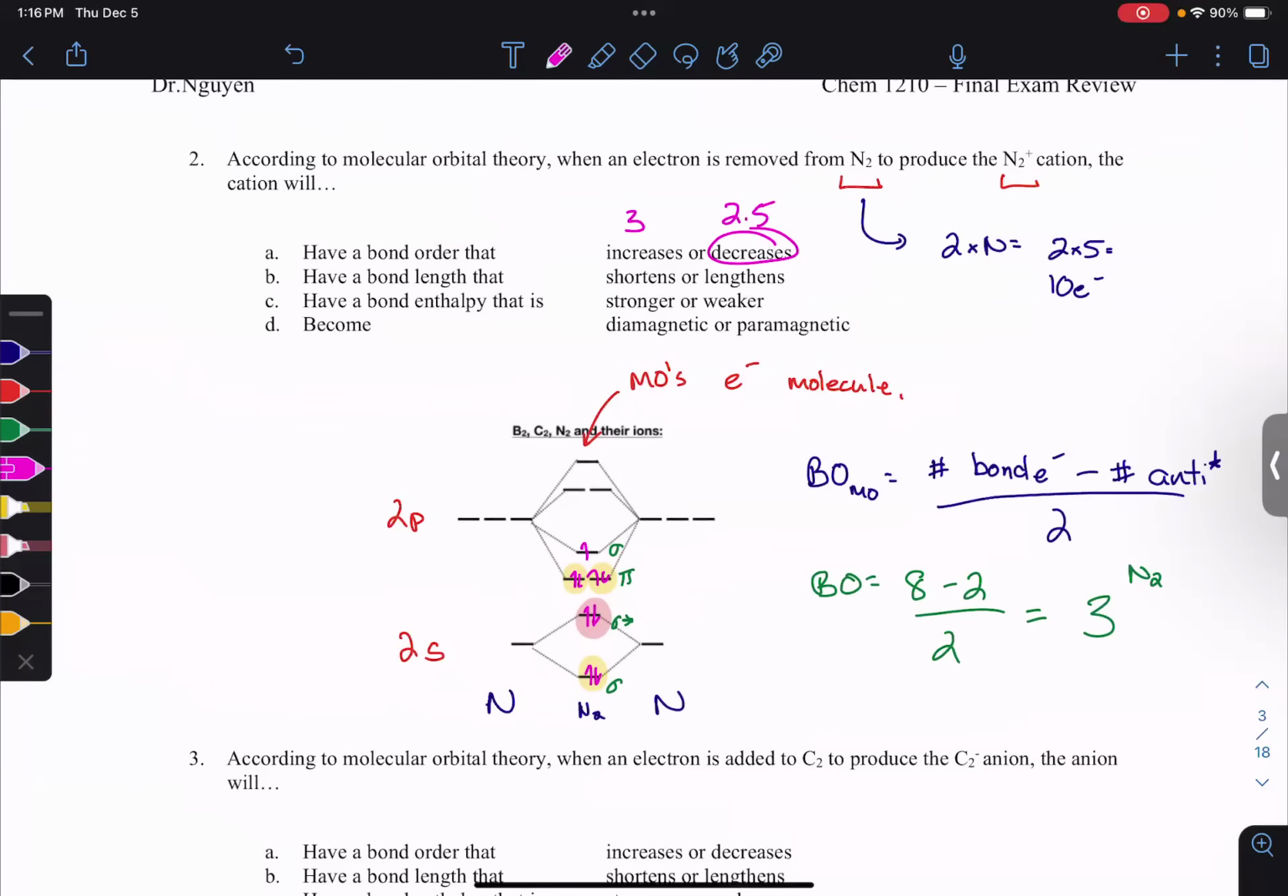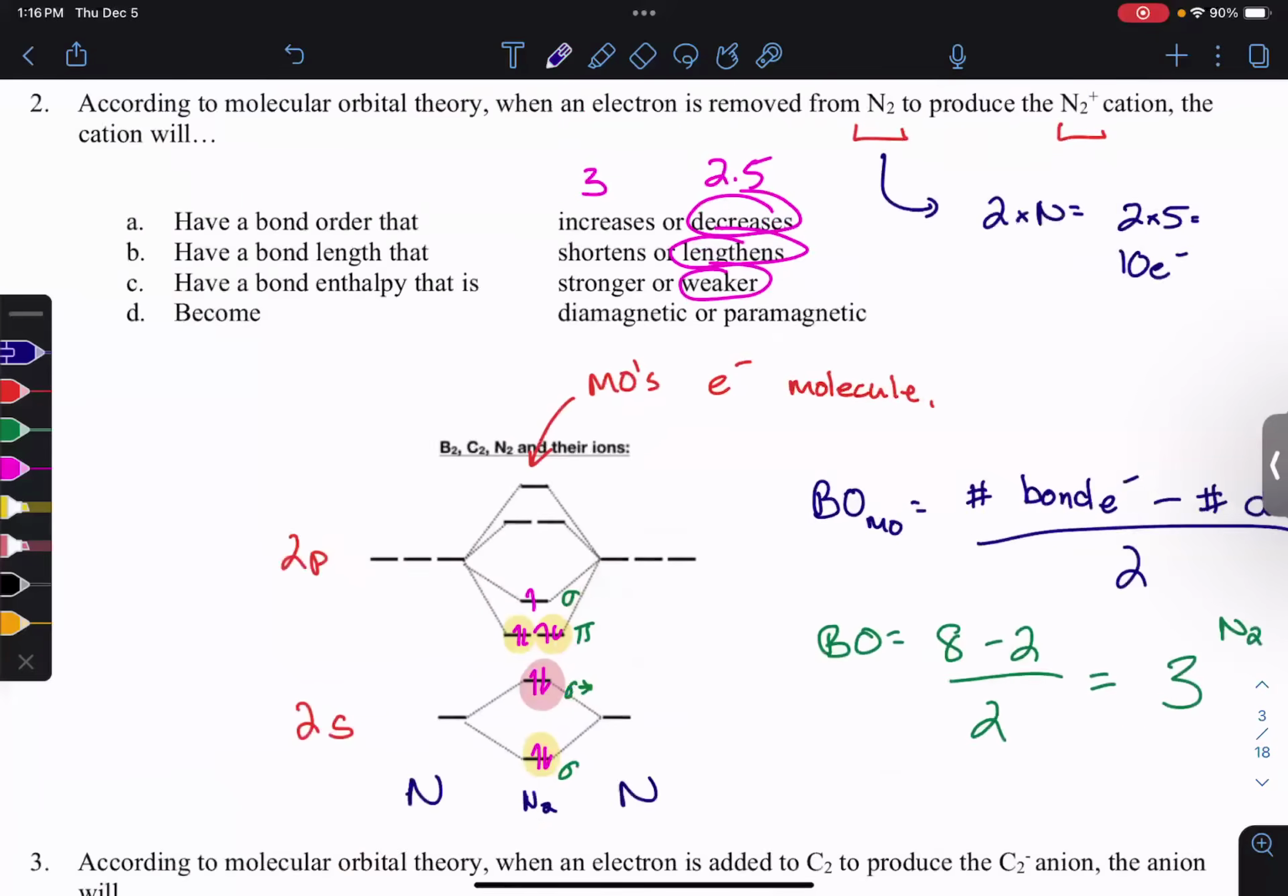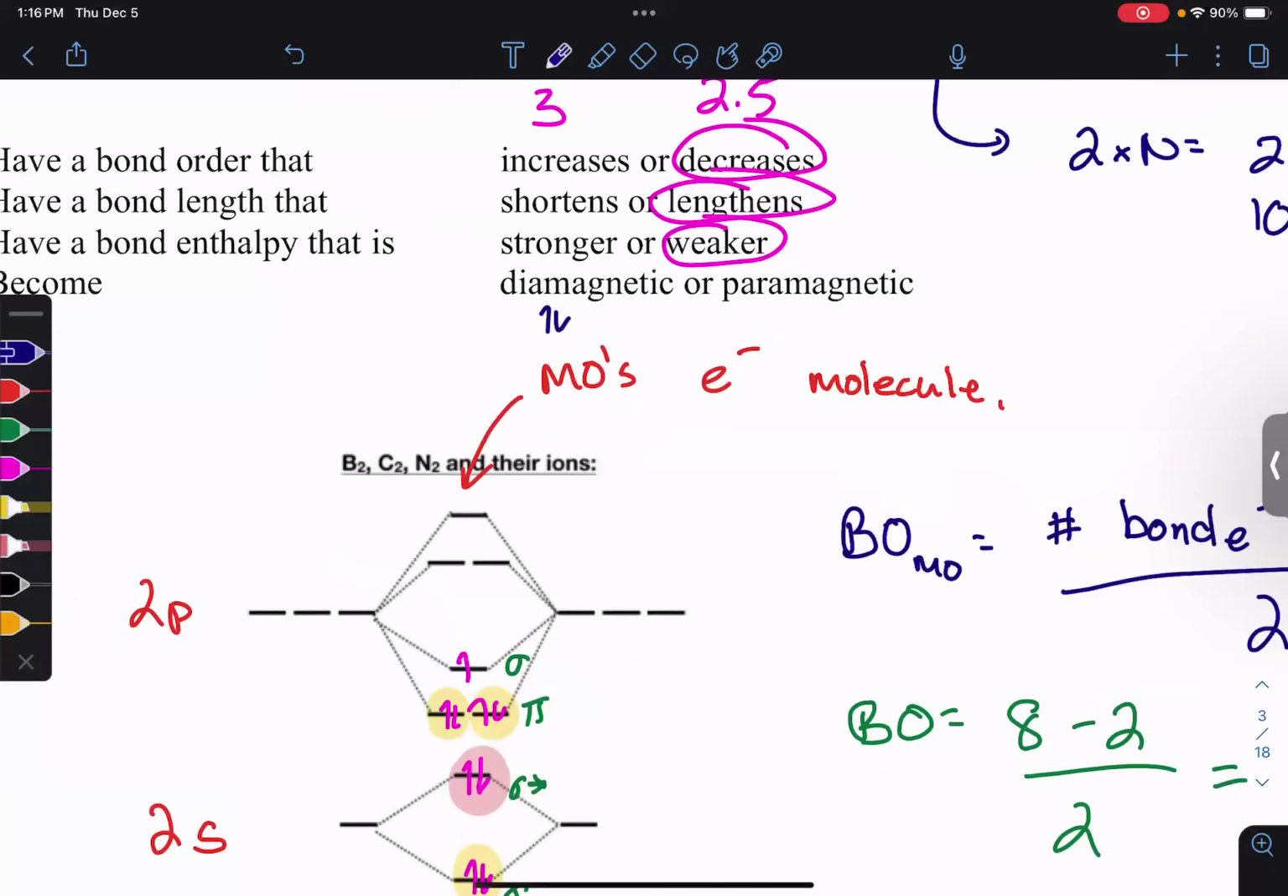What effect does that have on length? It actually lengthens because its bond order is going down, right? What does that do to bond enthalpy? Enthalpy just means strength. So how does our bond change? We are weakening it because bond order is going down. And then finally, what about magnetism? Here, diamagnetic just means everything is paired. Paramagnetic means you have at least one unpaired electron. And so here we see the cation is paramagnetic, right? But the neutral diatomic nitrogen is diamagnetic. Everything was paired before we removed that electron.